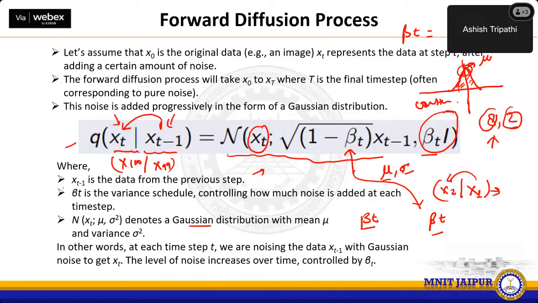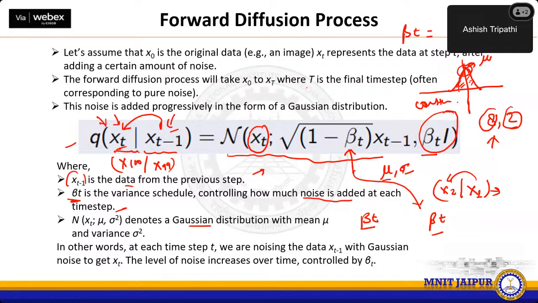So it is also written here. I have explained all the things in the PPT for future reference. It is clearly written that beta t is a variance controlling how much noise is added in each time step. So beta t is going to control the amount of noise in each step, and naturally x of t minus 1 is the data from the previous step, and x of t is the data in the current step. We get the data in the current step by adding some noise to the previous step.